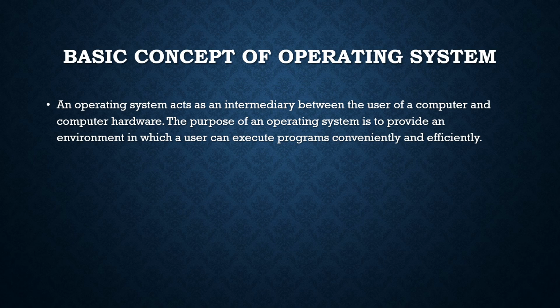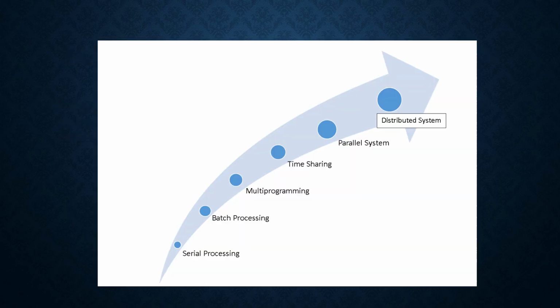Today, operating systems are an integral part of computing and are used in various devices, including desktops, laptops, smartphones, tablets, and others. Evolution of operating system. Since 1950s, the evolution of operating system is divided into six main types, and the evolution of the past 70 years can be seen in this picture.